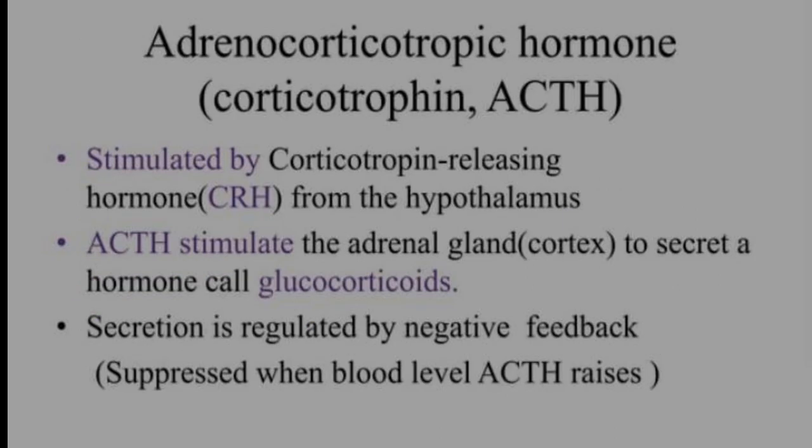Another is ACTH. It is stimulated by corticotropin releasing hormone from the hypothalamus. ACTH stimulates the adrenal gland to secrete hormones called glucocorticoids. Secretion is regulated by negative feedback, suppressed when the blood level of ACTH rises.